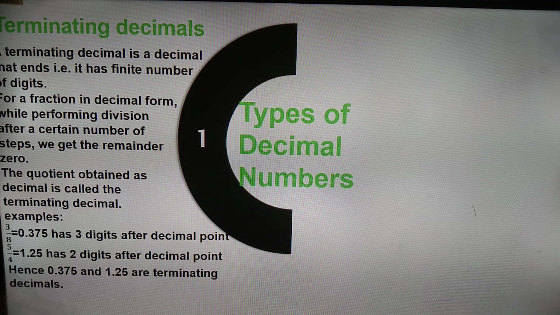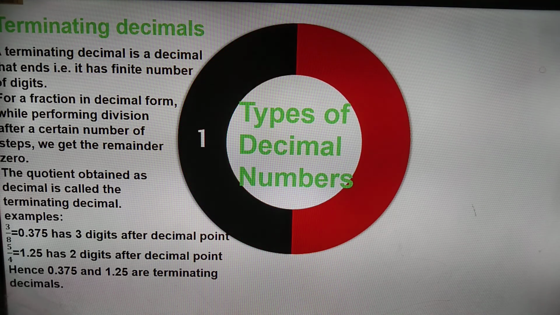Example: 3 by 8 gives 0.375, which has 3 digits after the decimal point. 5 by 4 is 1.25, which has 2 digits after the decimal point. Hence 0.375 and 1.25 are terminating decimals.